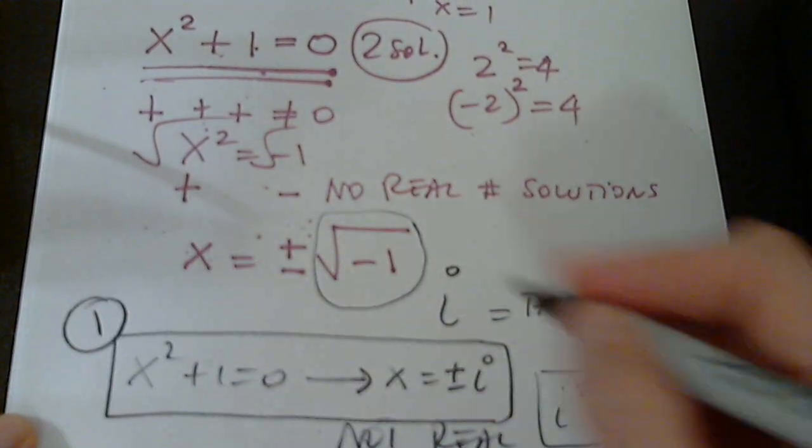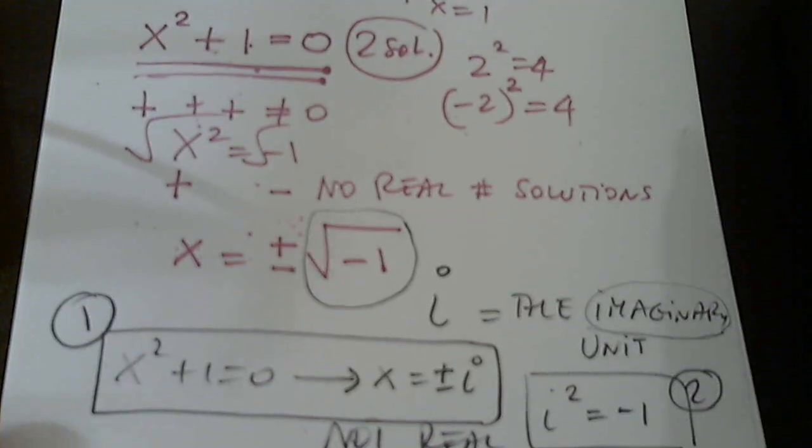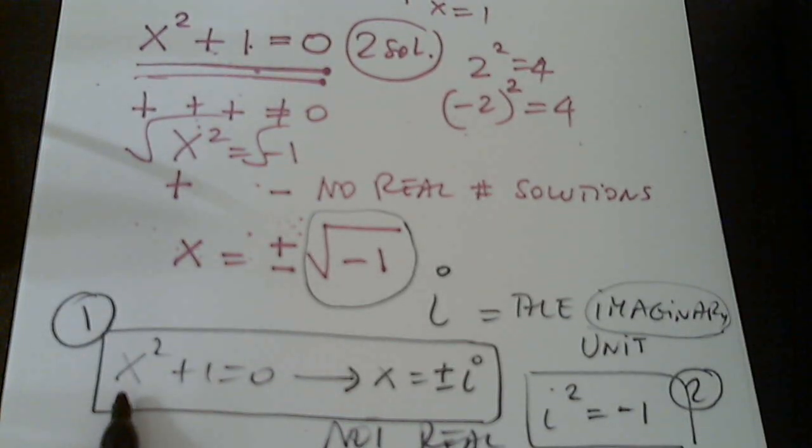This is number 1, and this is number 2: that x squared plus 1 equals 0 has the solutions plus or minus i, and something unheard of, i squared equals negative 1. But this is okay because i is not a real number.